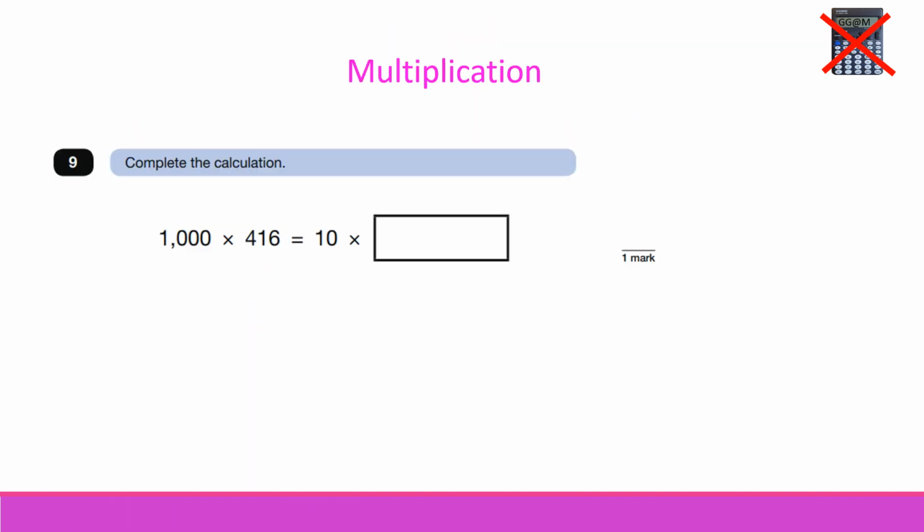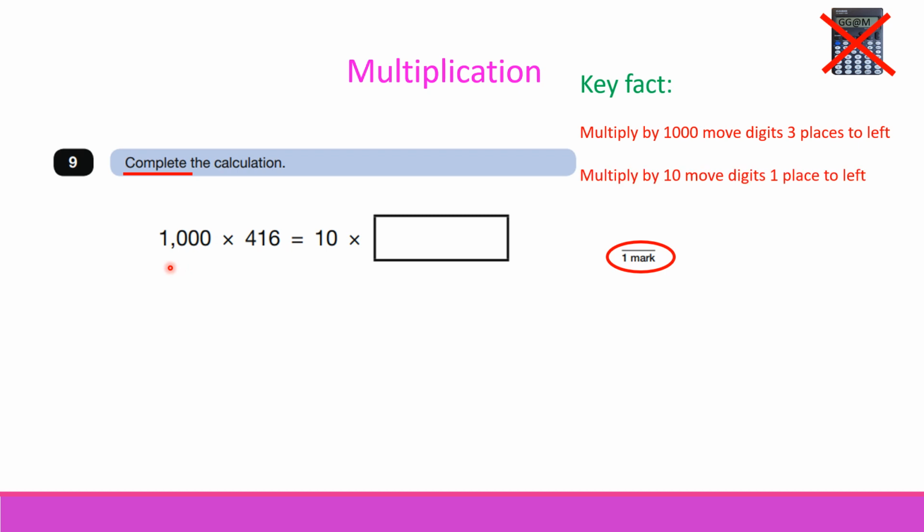This is a question on multiplication. The key word of the question is the word complete. Basically, you have got to work out what is the answer in this box here. And this is going to give you 1 mark. Now, our key facts to help us answer this question are that if we're multiplying by 1,000, all the digits will move 3 places to the left. So the number's going to get bigger. So each of these digits are going to go 3 places to the left. If I multiply by 10, the digits move 1 place to the left.